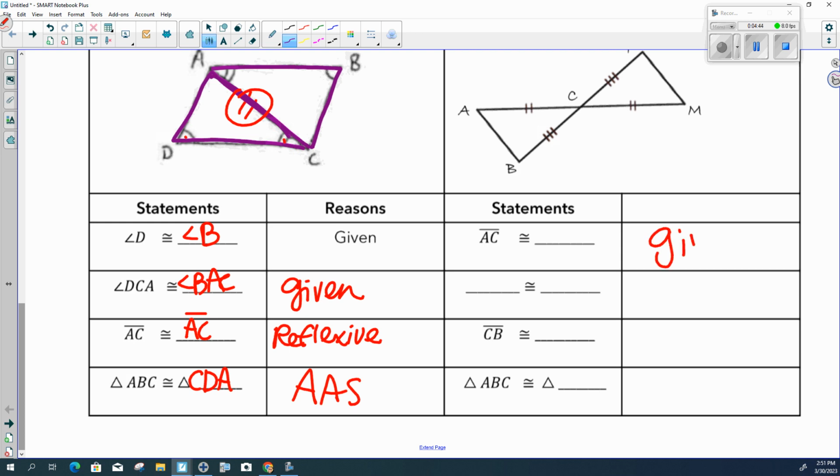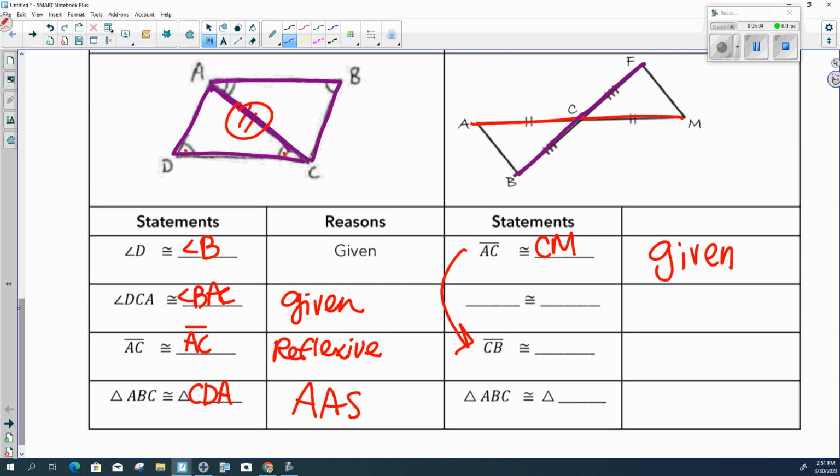Okay, I know this is my given because I can see that over here on AC, it's got some double dashes. This one's weird, so skip down here. This is the other given. So CB has the 3 dashes, so I know that it's going to match CF. Another given.